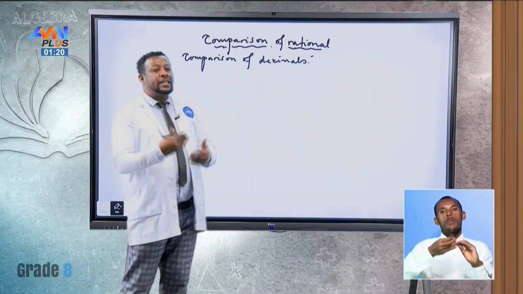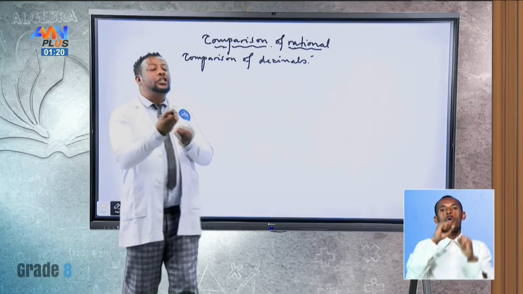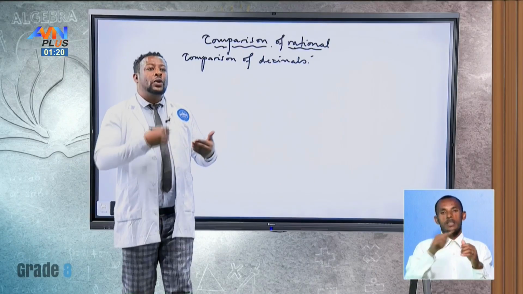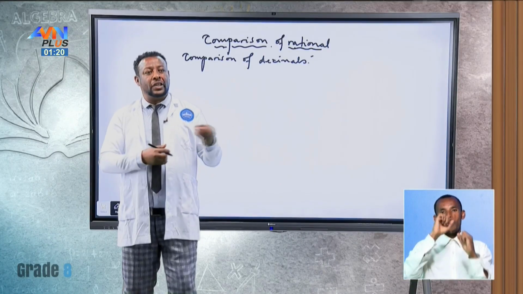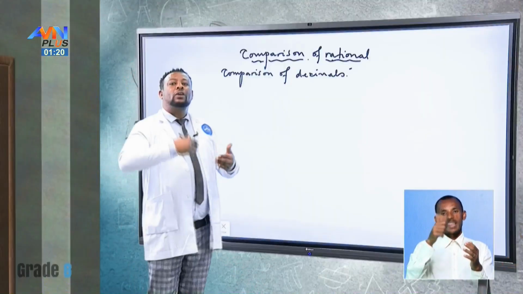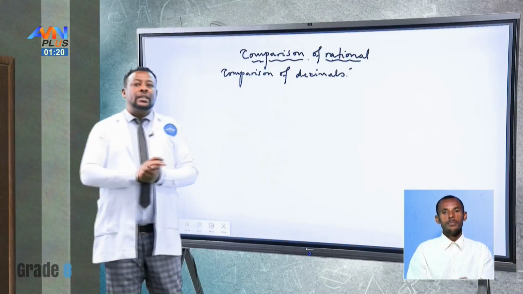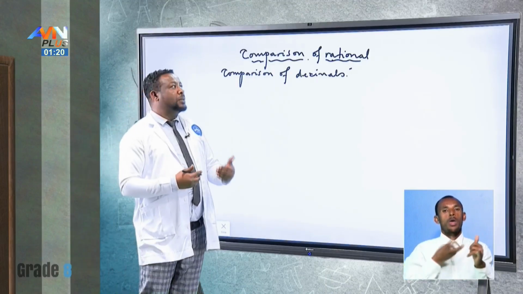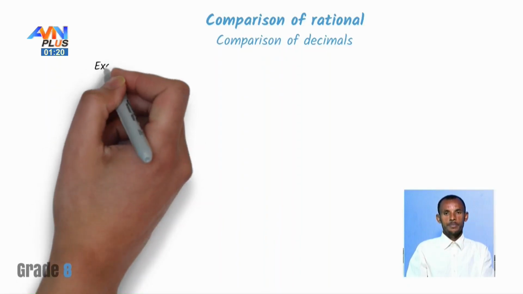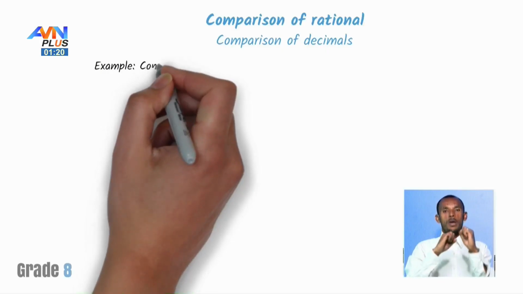Whenever we have decimals, the first thing that we do is compare the integer part first. If the integer parts are the same, we keep comparing the tens digits. If the tens digits are the same, again, we compare the hundreds digit, right? So this is how we compare decimals. For example, compare the following decimals.